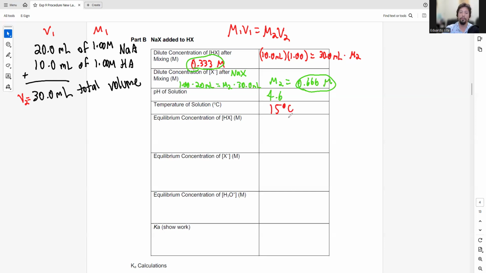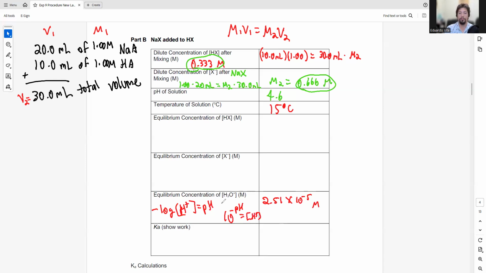Whatever it is. So now, to calculate the equilibrium concentration of H3O, once again, we take the negative log of H plus, which is equal to pH. So we take 10 to the negative pH, which will give me my H plus concentration. In this case, 10 to the negative 4.6 is going to give me 2.51 times 10 to the negative 5. And this is in molar because it's brackets, okay?